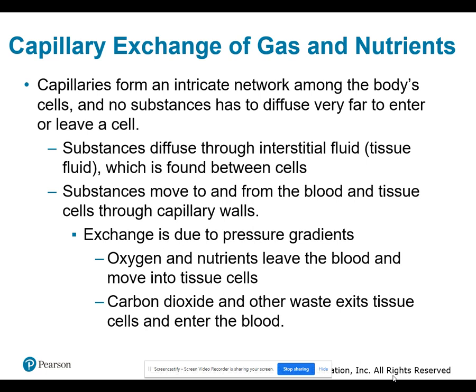And then carbon dioxide and waste leave the tissues and enter into the blood so that the blood can travel to your lungs and release carbon dioxide. Blood also gets filtered by your kidneys, which helps get rid of a lot of the waste that you have from cellular respiration.